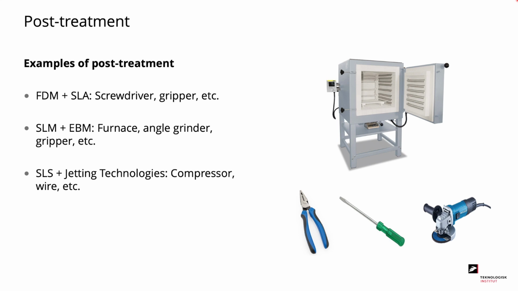Here are some examples of initial post-treatment. For FDM and SLA, you use a screwdriver and grippers to remove the support structure. For SLM and E-beam, the 2 metal technologies, you first need a furnace to remove residual stresses. Then you need an angle grinder or grippers to remove the support structure, which is more difficult to remove compared to FDM and SLA. For SLS and the jetting technologies, we don't have support, but the powder is more difficult to remove. Here we use a compressor to blow away loose powder, and we can also use piano wire to remove powder from internal channels.